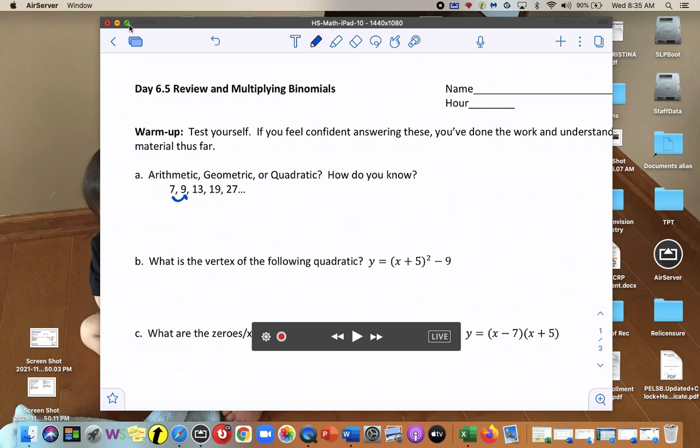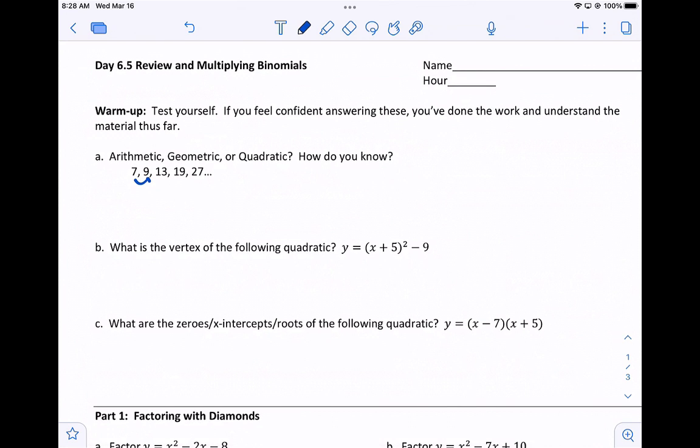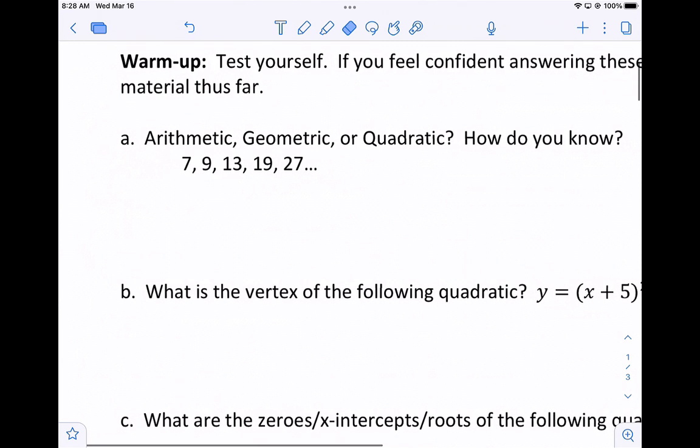Day 6.5, we're going to review factoring with diamond problems, and we're going to learn about multiplying binomials. So for the warm-up, I just pulled a few review problems. The first one is a list of numbers, a sequence, and the question is: is it arithmetic, geometric, or quadratic? And then how do you know?